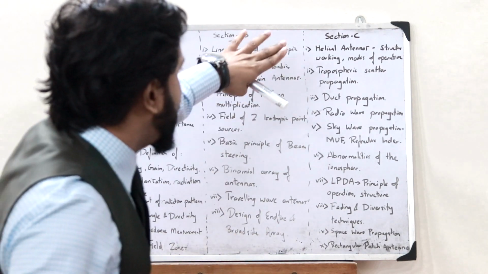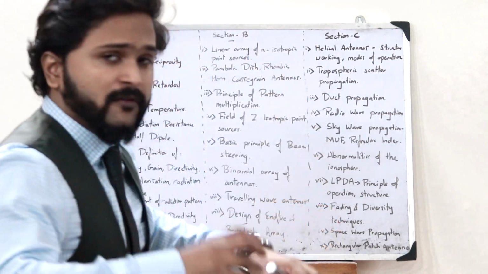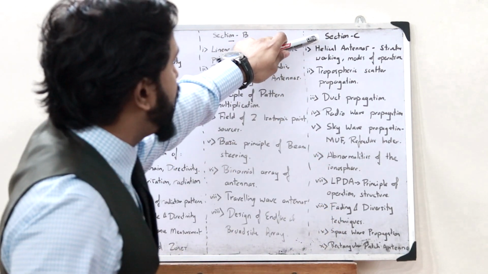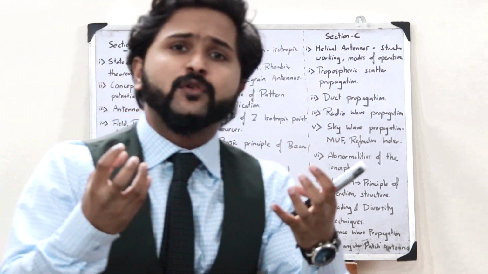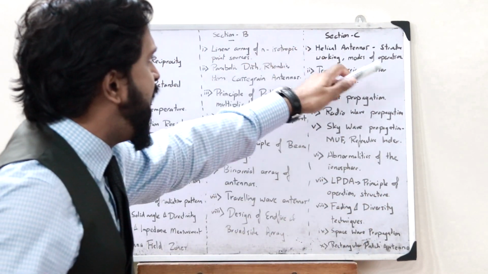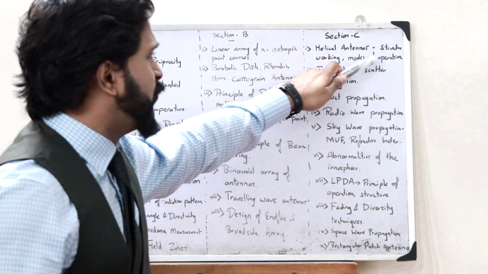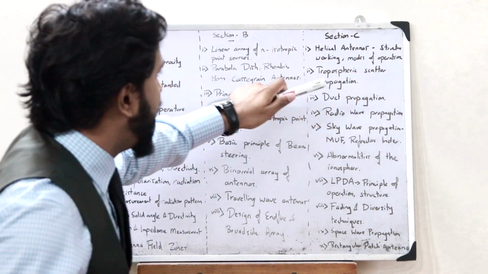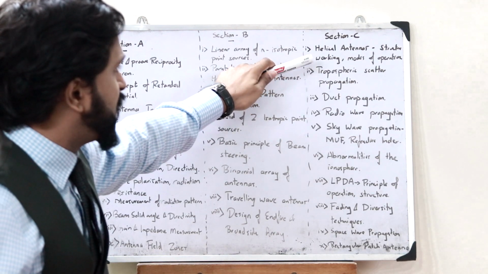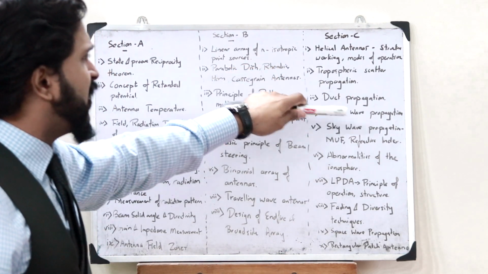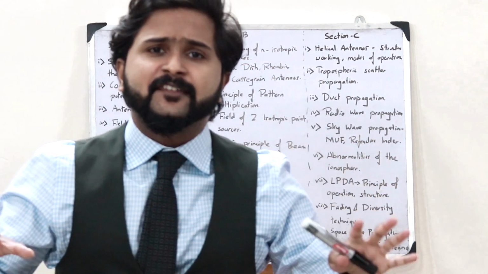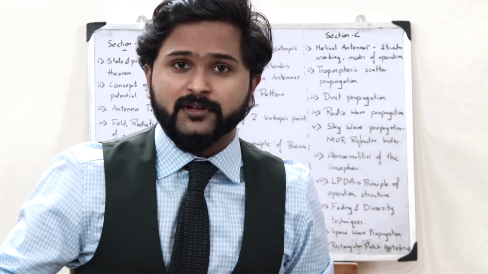Now these are the important topics that you have to go through from section C. First you have to have a basic understanding of what you refer to as a helical antenna, its structure, its working and the two different modes of operation. Then after helical antennas, you must go through two topics, tropospheric scatter propagation and duct propagation, which are clearly explained in the video lectures. I'll leave the link down in the description.